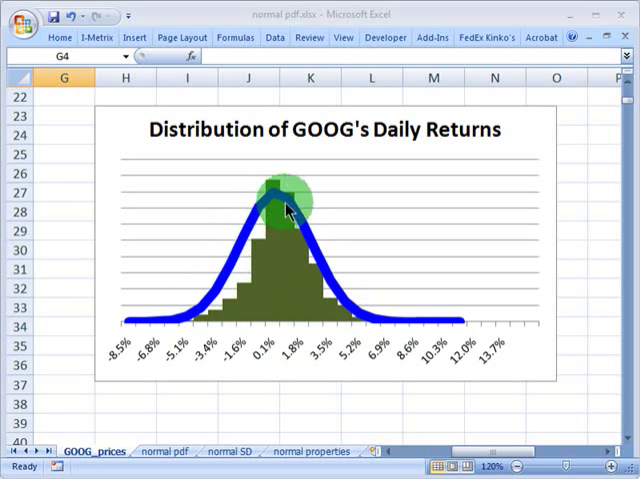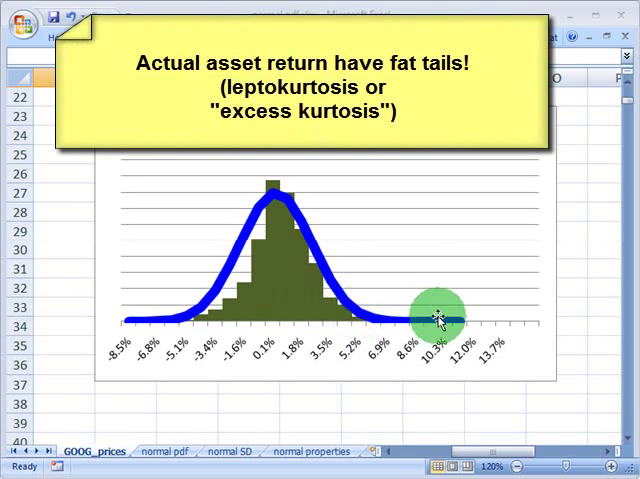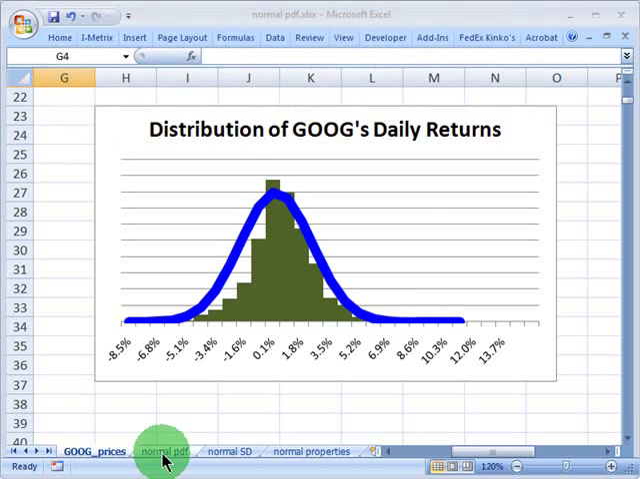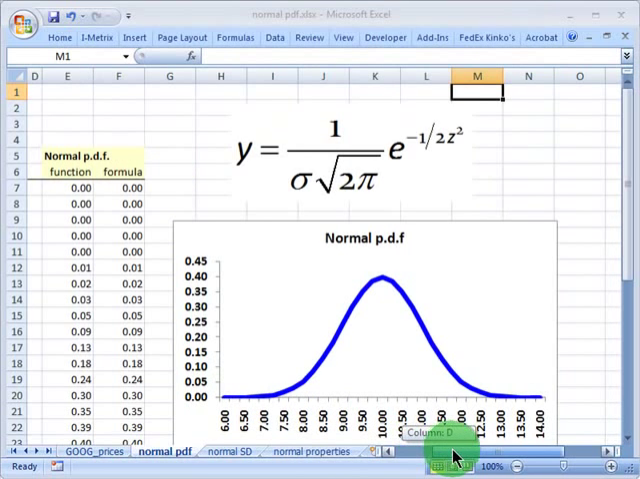You can see the normal curve is symmetrical and clean, whereas my Google returns, first of all, are positively skewed. See how there's a positive skew over to the right, leaving the space here? Secondly, what's harder to see, because I have a thick blue line here, is Google has some real outlier returns on the positive side. The actual asset returns are typically fat-tailed. They have fatter tails. Technically, that's called leptokurtosis. So now let me take a closer look at the normal distribution density function.